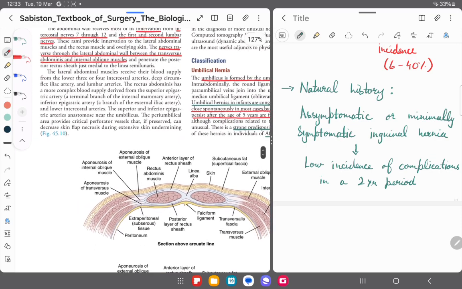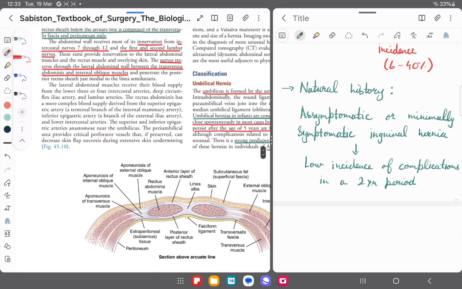The lateral abdominal muscles receive their blood supply from the lower 3 or 4 intercostal arteries, the deep circumflex iliac artery, and the lumbar arteries.